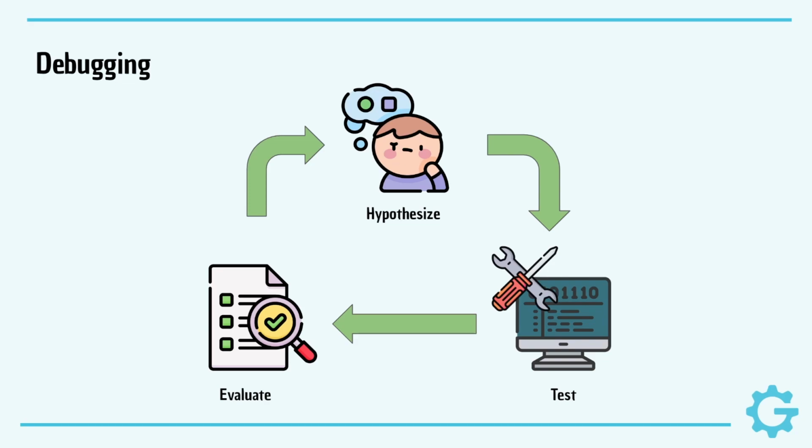If it didn't, you might need to head back to the hypothesize step and think more about what could be causing that problem. Each time you repeat the process, you can gradually narrow down and isolate what could be causing the problem and slowly puzzle out a solution.